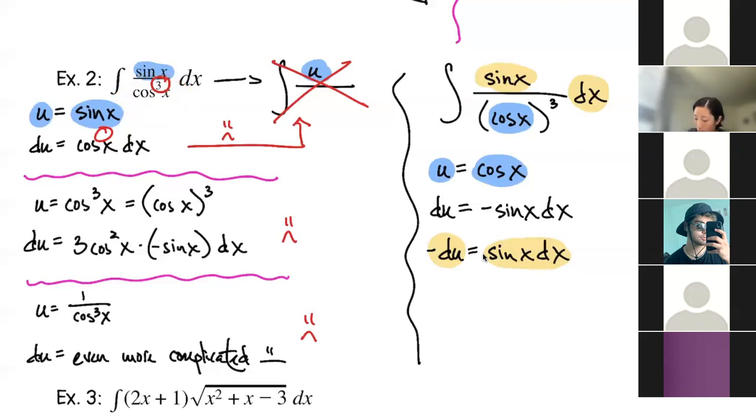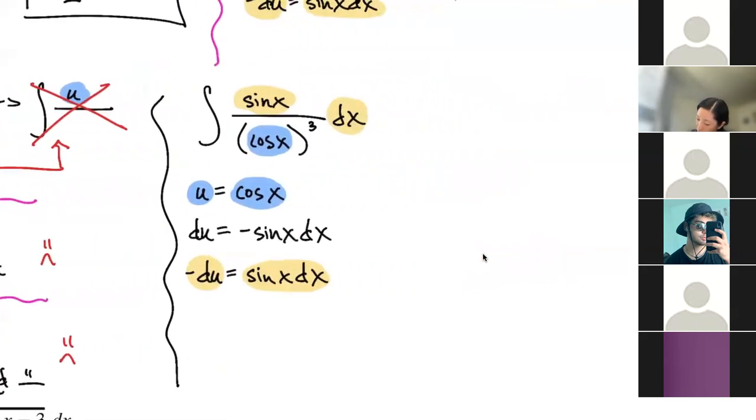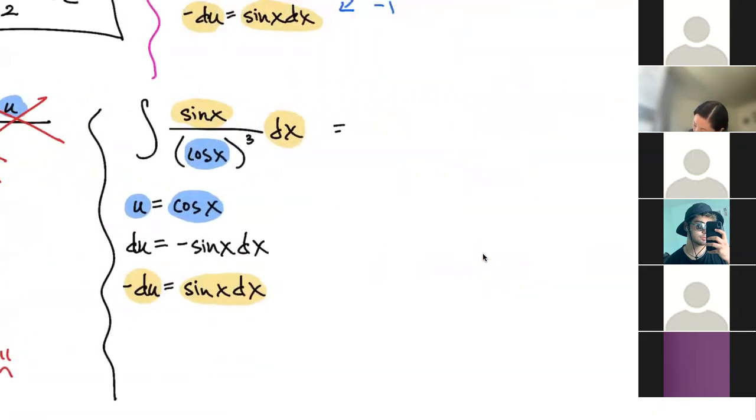I also loved the idea that if it's not sine x, maybe it's the other function. But what happened here is we took too much of the function. We didn't want the cosine cubed. Turns out we just wanted the cosine piece. Okay. So sometimes when you're choosing your u, less is more. Okay. So let's make our substitutions now.